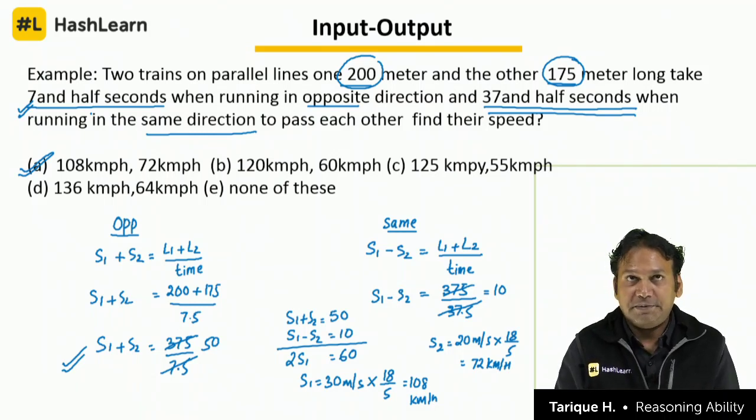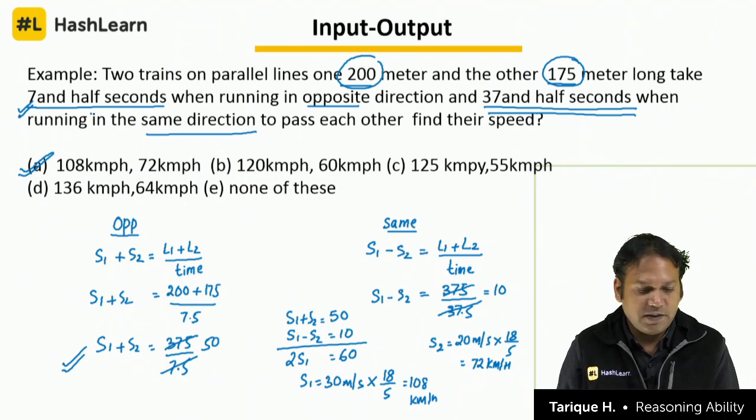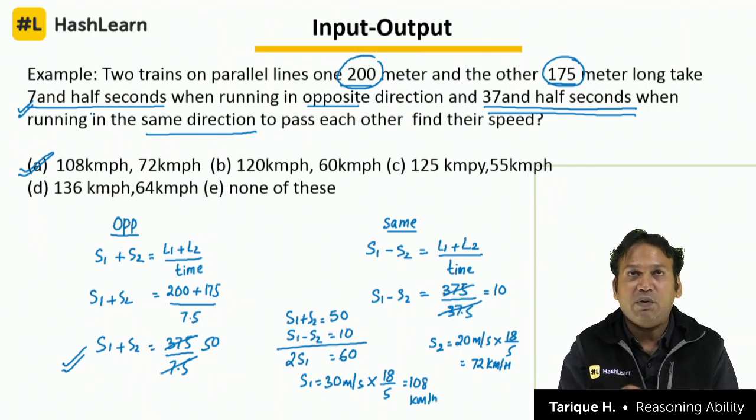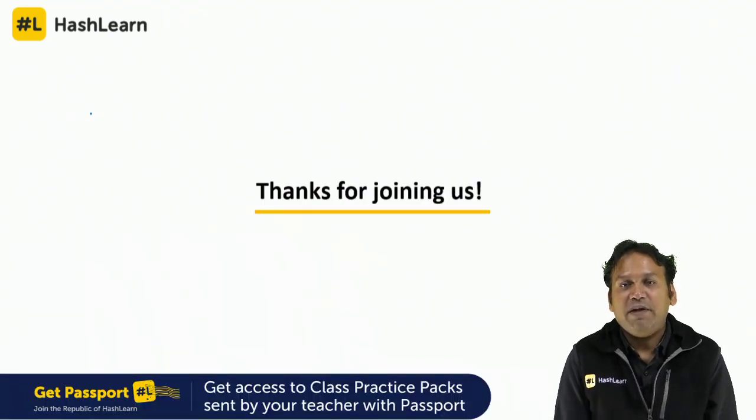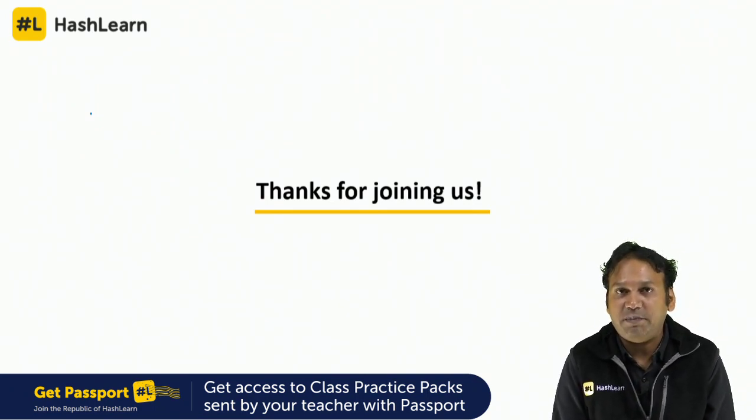So all the concepts with examples we have discussed, relative speed as well as trains. So go through the video once, note down whatever important formulas are there, all the formulas, try to work out the examples once again. So now the time is for the class practice packs, where I have 10 questions from relative speed and trains. Those who have passport access, once you hear the sound, start solving the CPP.